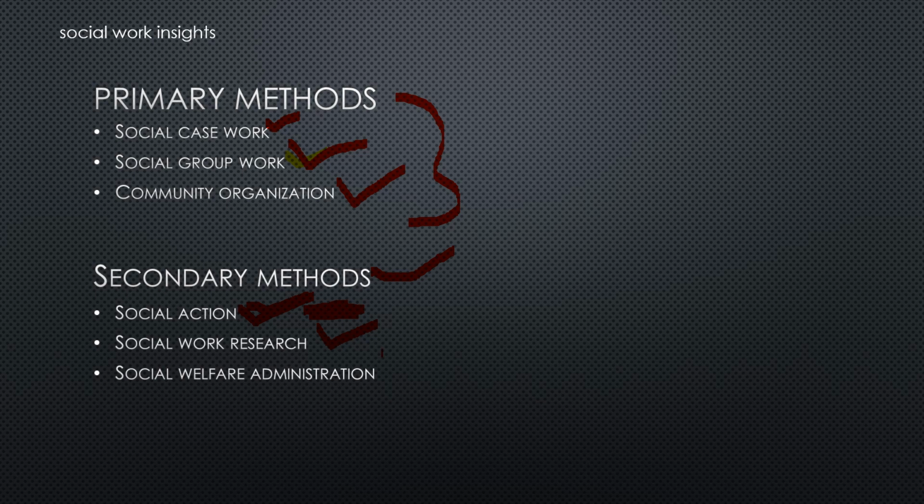So the last method is social welfare administration. So what is social welfare administration? Social welfare administration transforms social policy into action. This method makes use of scientific and administrative techniques in planning, implementation, monitoring, evaluation, and welfare programs. So these all are the primary methods and secondary methods of social work.